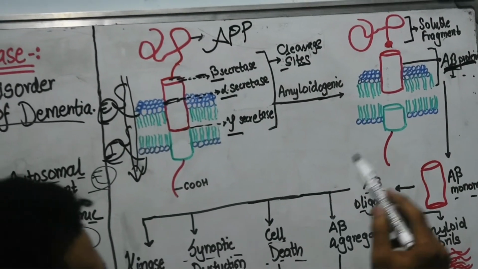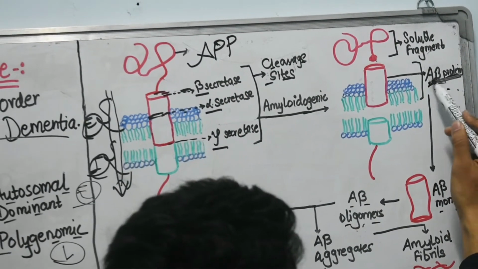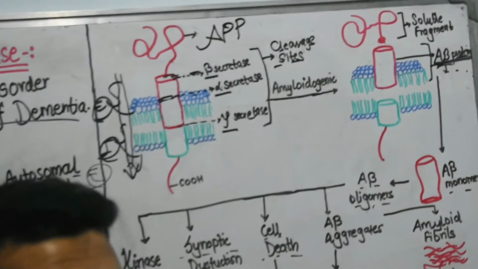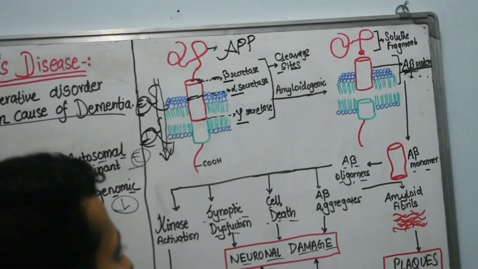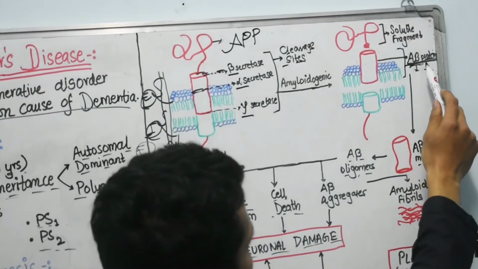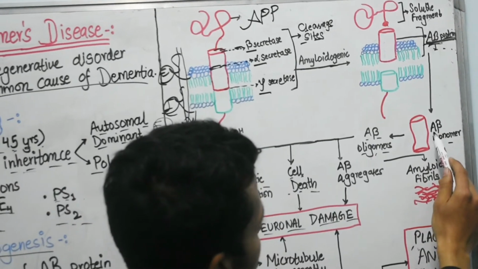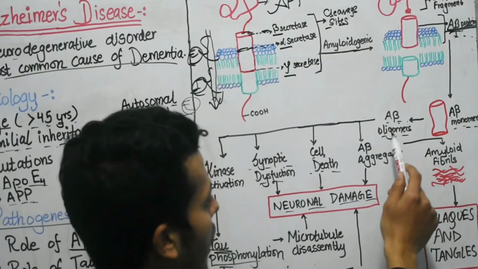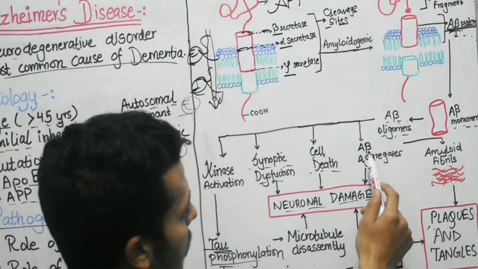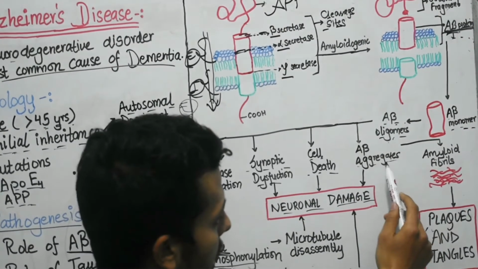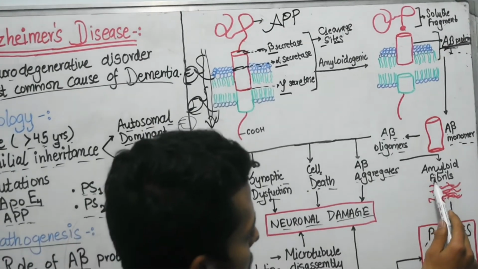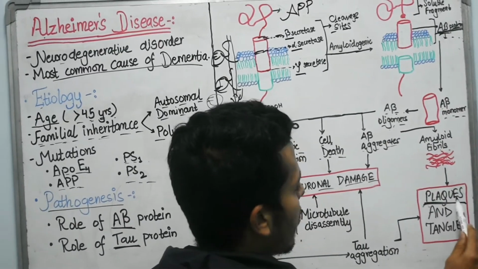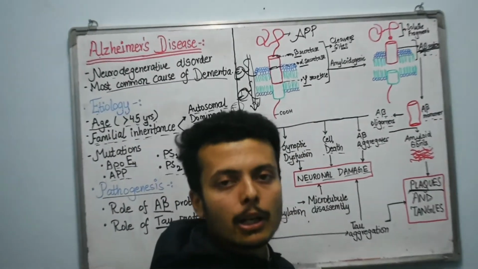This amyloid beta protein is the main protein which is crucial for the pathogenesis of Alzheimer's disease. After the formation of amyloid beta peptide, it leads to formation of amyloid beta monomer, and this monomer leads to formation of oligomer, and this oligomer ultimately leads to formation of amyloid beta aggregates. These aggregates will lead to formation of amyloid beta fibrils, and these fibrils will ultimately lead to the formation of plaques. Plaques are nothing but deposition of amyloid beta proteins.